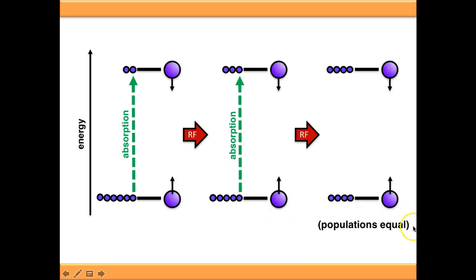As soon as we reach this situation over here where we have our populations equal, and in this case it's exemplified by having 4 nuclei in each energy level now, this is what we call saturation. And saturation means that our sample can no longer absorb net amounts of RF radiation energy.